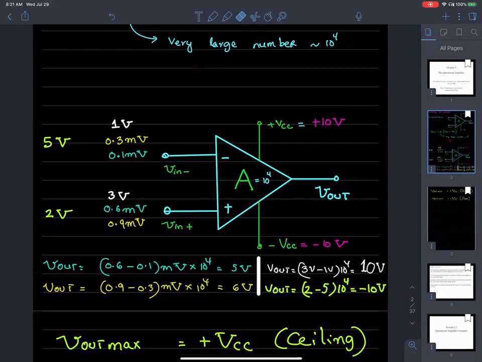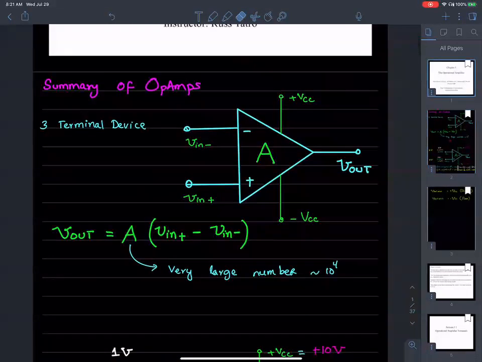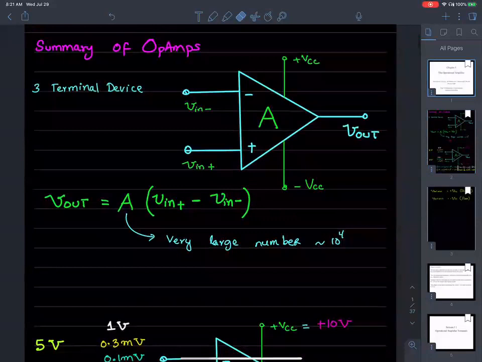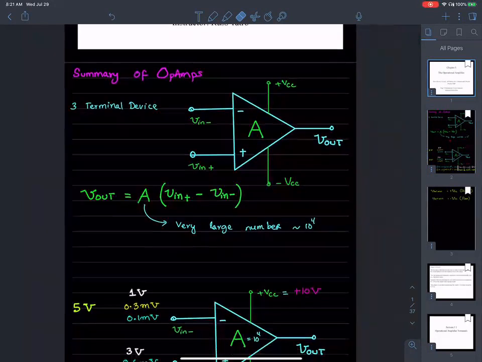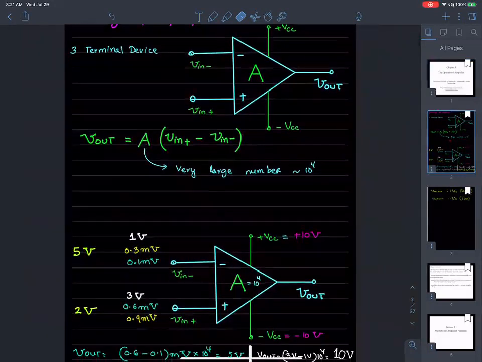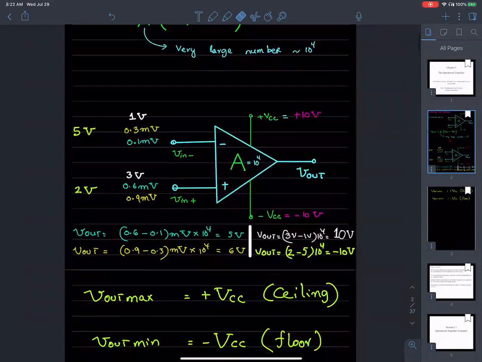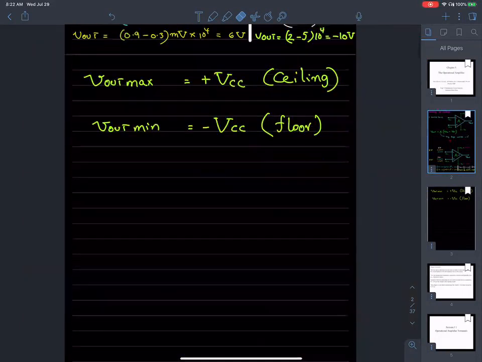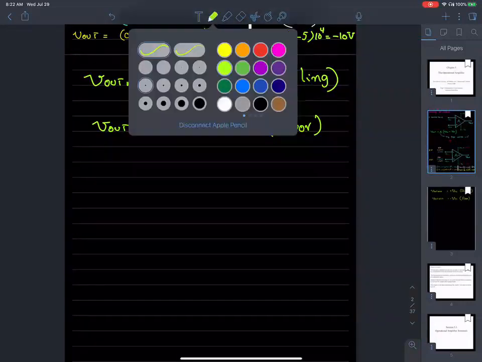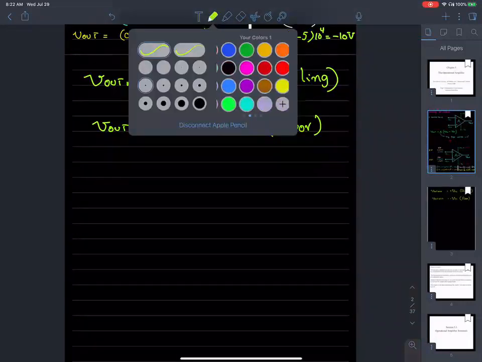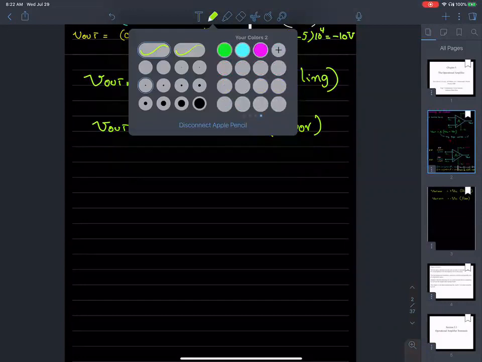That's an op-amp. What's an op-amp? It simply is a three-terminal device which amplifies the difference between two of its input terminals. Does that make sense? Yes. Okay. So this is about the ceiling. Now I'm going to talk about op-amp ideal characteristics, ideal op-amp assumptions.